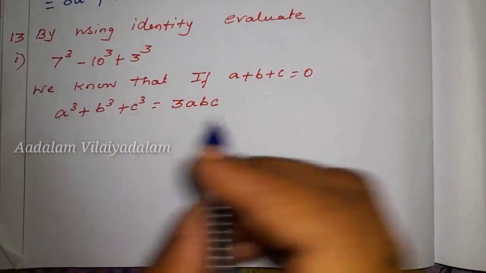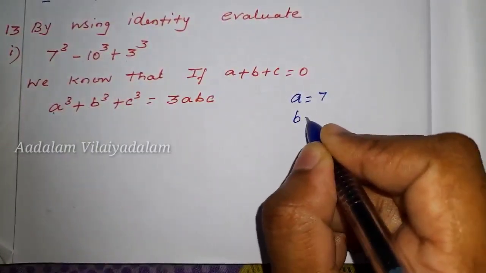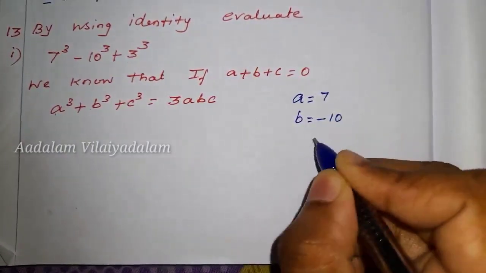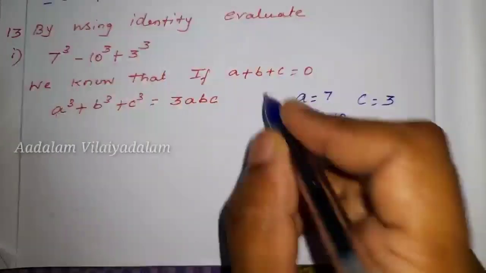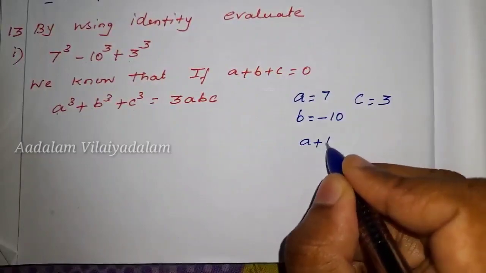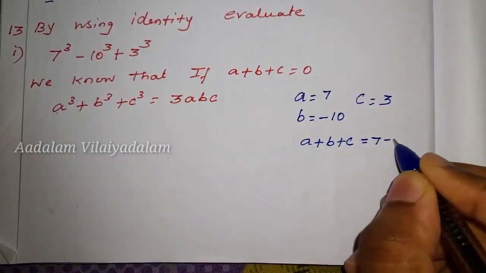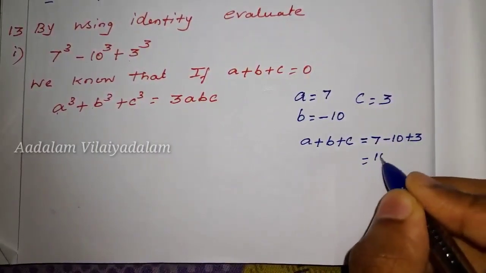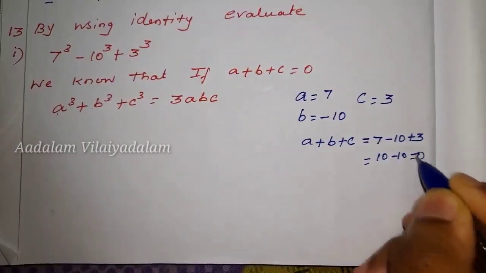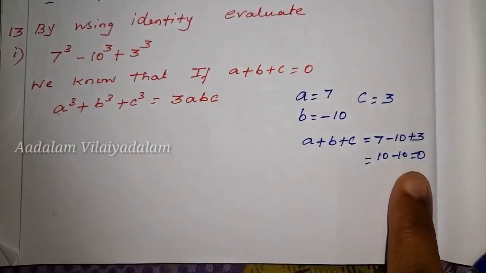So this is the format of a cube plus b cube plus c cube. So what is a here? a equal to 7, b equal to minus 10 and c equal to 3. So first verify a plus b plus c. The answer is 7 minus 10 plus 3. So 7 plus 3 is 10, 10 minus 10 is 0. So it satisfies the condition here, a plus b plus c equal to 0.